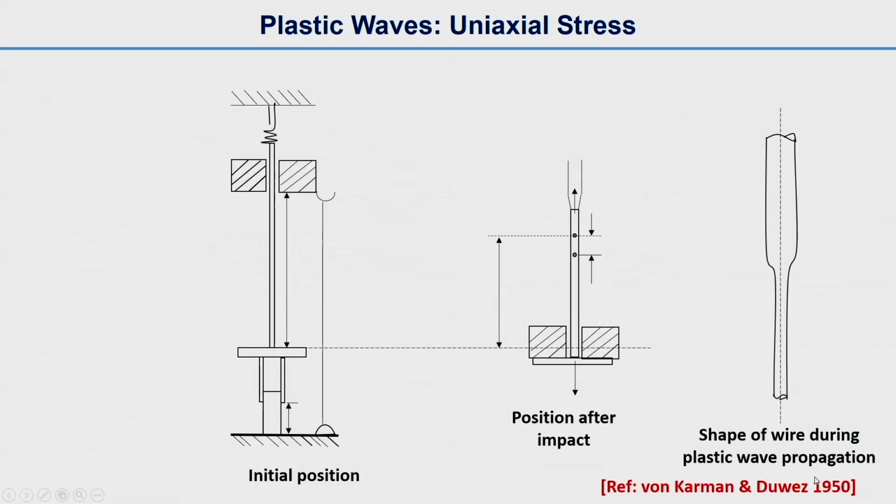Now we will talk about the experiment, the problem that von Karman and Dewey used in 1950. This is from the reference von Karman and Dewey, 1950, if you can see the lower bottom corner. That is probably the simplest problem of plastic wave propagation.